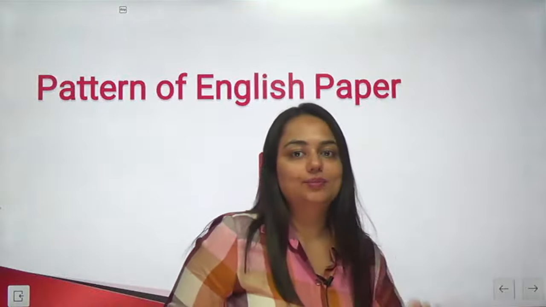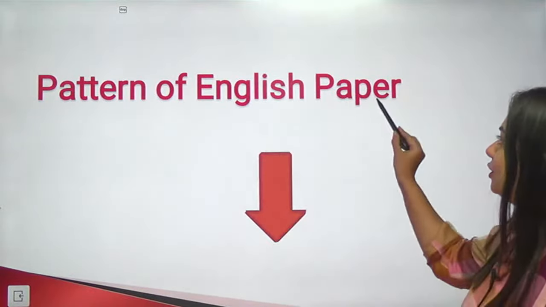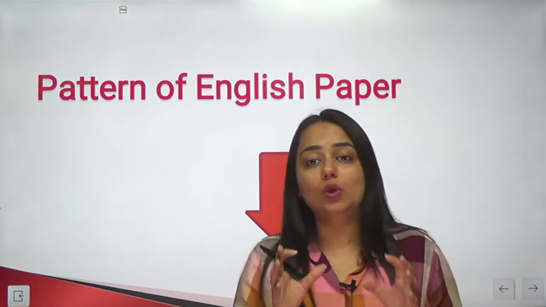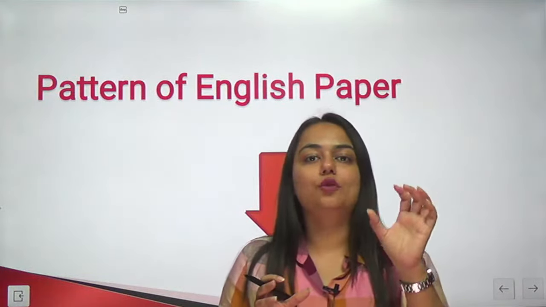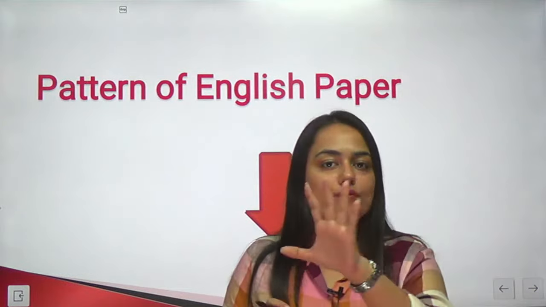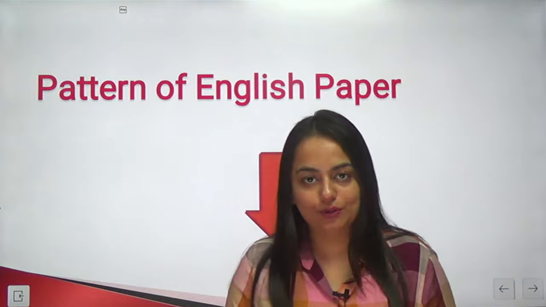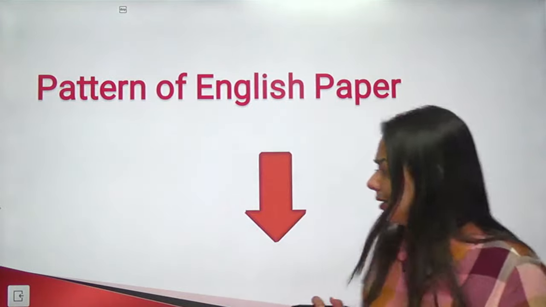First things first, let us see the pattern of the English paper. So first of all, you will get 50 questions in the exam for which you will get 45 minutes. But you don't have to do all those 50 questions. You just have to do 40 questions out of those 50 questions. And it's going to be a combination of different subjects, different areas from the English subject.